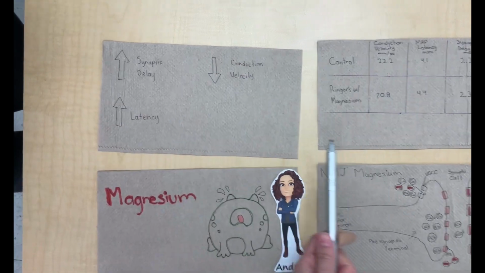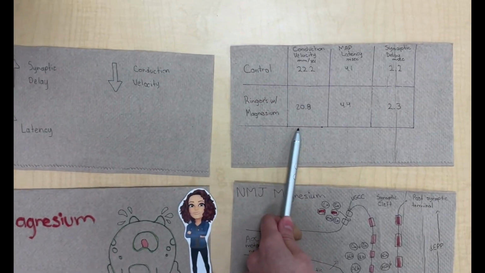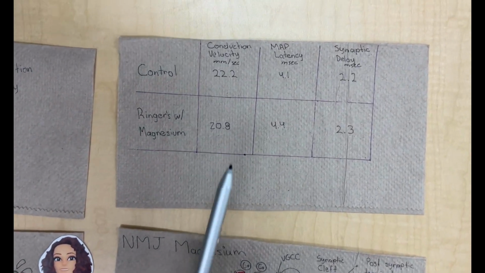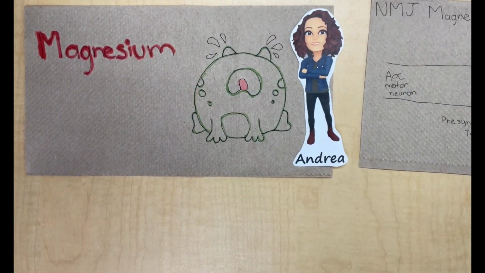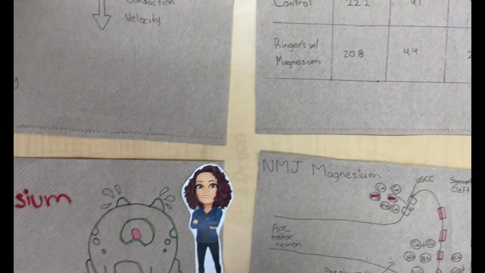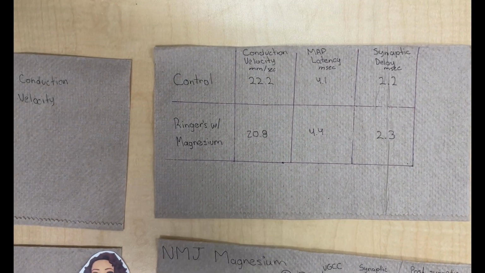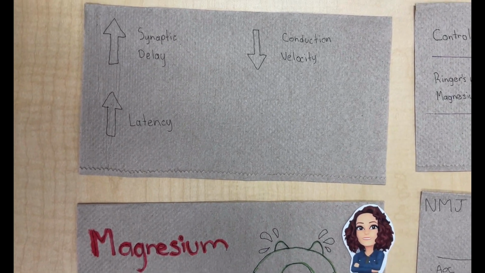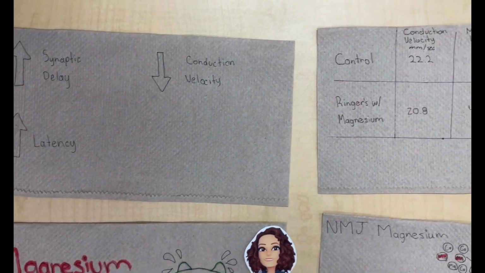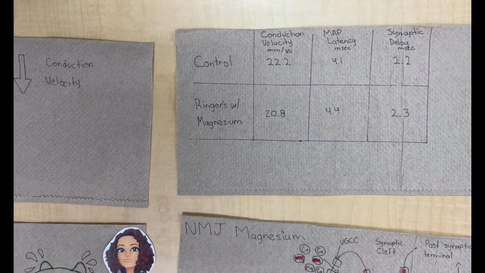So the conduction velocity of our nerve decreased because the nerve is not as happy. The crying frog. The nerve is not as happy since the action potential is not as fast due to the synaptic delay. The latency also increases because it took longer for the muscle action potential to go through all of the electrodes.